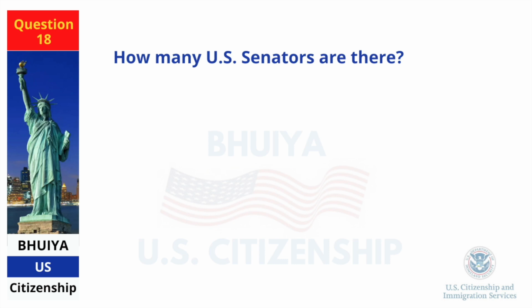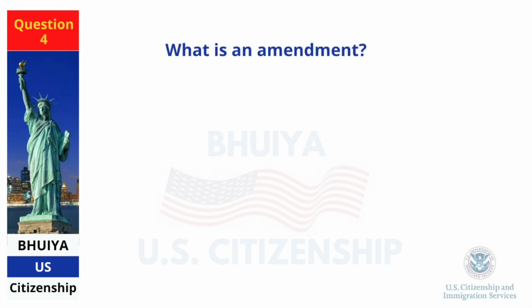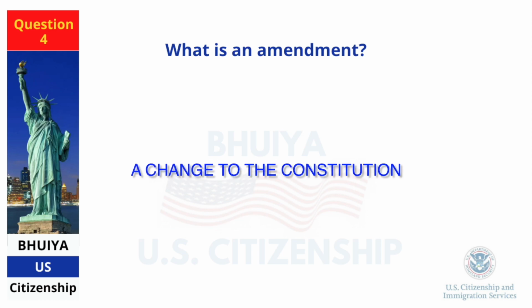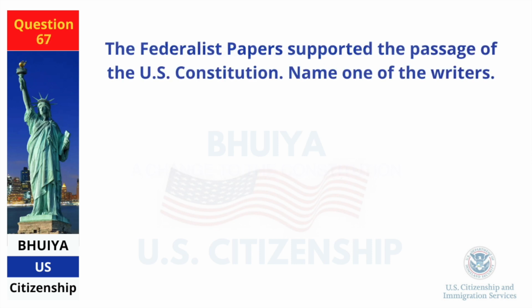How many U.S. senators are there? 100. What is an amendment? A change to the Constitution. The Federalist Papers supported the passage of the U.S. Constitution. Name one of the writers. James Madison.